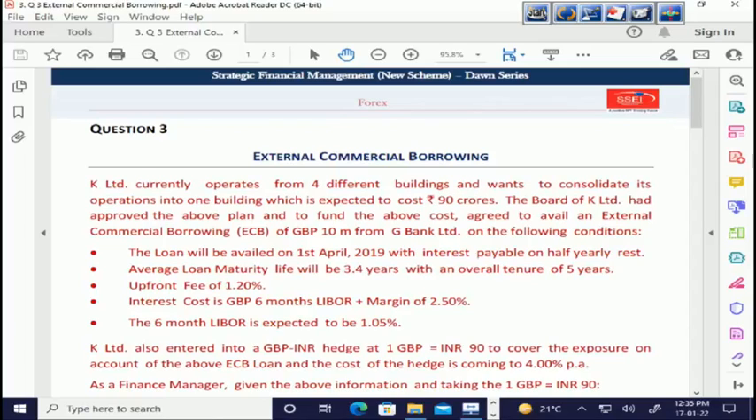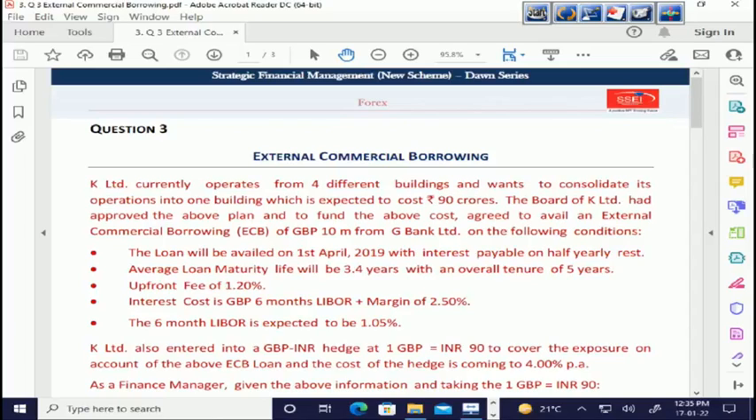Upfront fee 1.2%. So upfront fee is paid only once. If I pay upfront, what is the per annum fee? You will have to divide the upfront fee by 3.4. Let's divide 1.2 by 3.4. That's coming to 0.3529%. So 0.3529% is the per annum fees. Okay, so that's the technique. We haven't done it in class. So that's what we are supposed to remember for future sums.